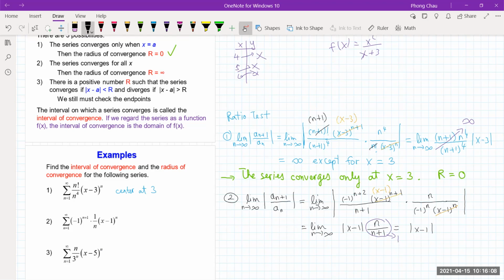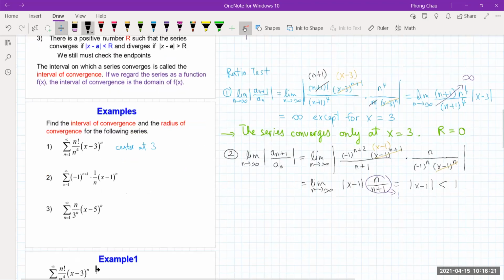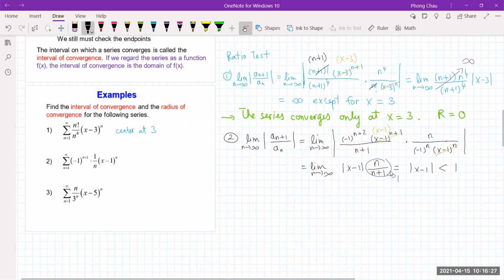All right. So again, using the ratio test, this converges when this is less than 1. So we're going to solve the inequality here to see what values of x satisfy it. This is equivalent to x minus 1 being smaller than 1 and greater than negative 1, and hence x is less than 2 and greater than 0.